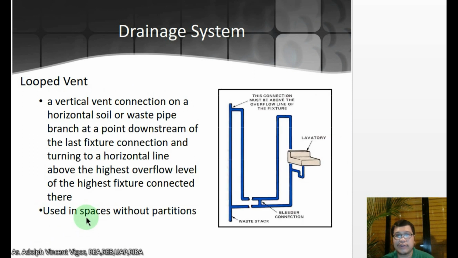Then you also have a loop vent, a vertical vent connection in a horizontal soil or waste pipe branch at a point downstream of the last fixture connection and turning to a horizontal line above the highest overflow level of the highest fixture connected there. So it's used in spaces without partitions.